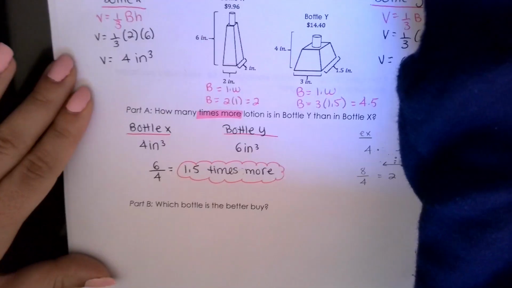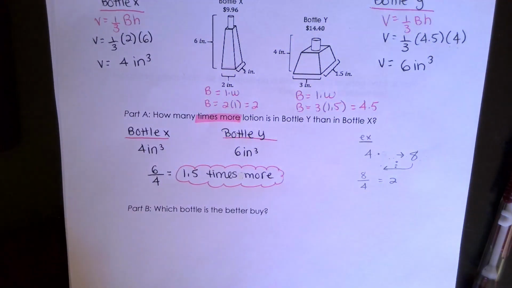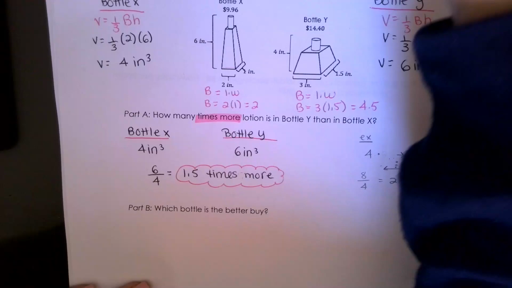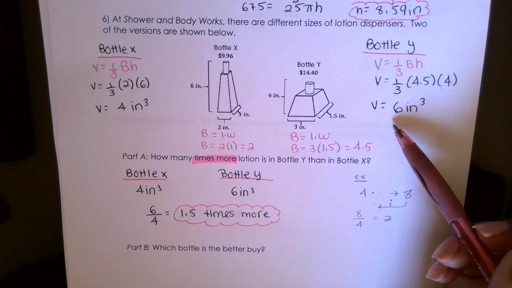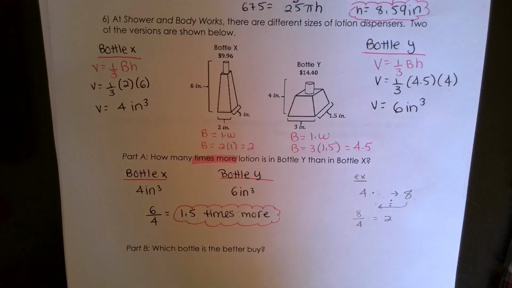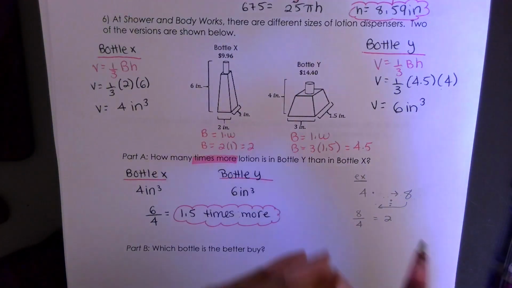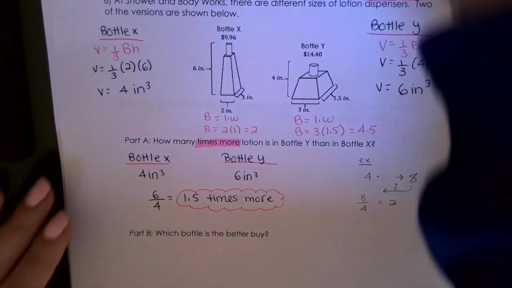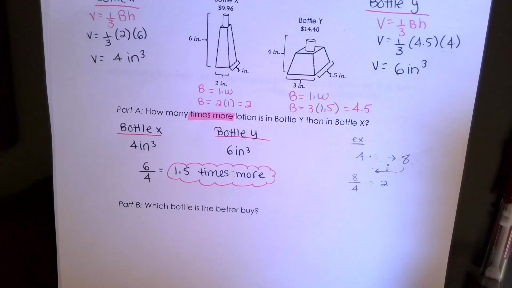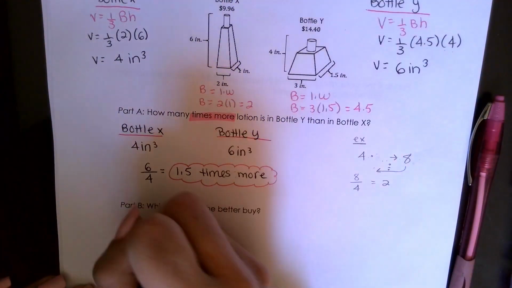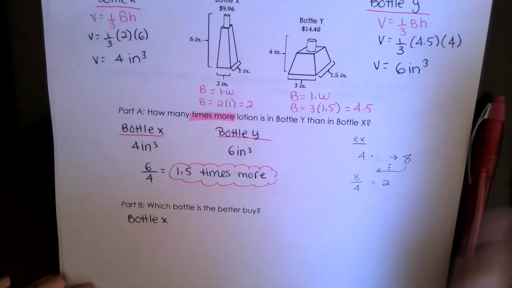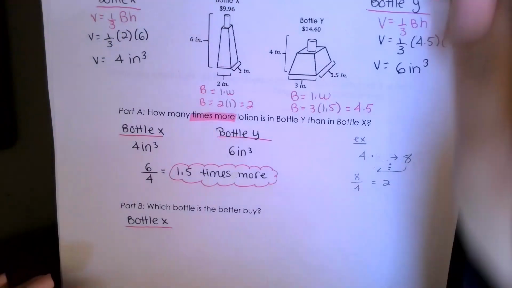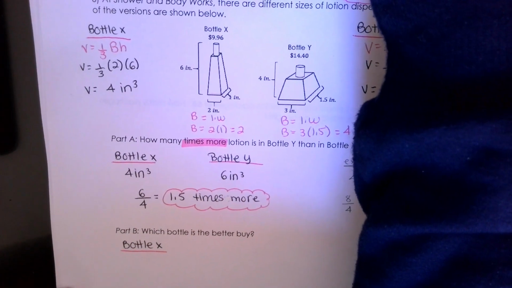And then for part B, which bottle is the better buy? Is it bottle X or bottle Y? Now, if you're looking at the volume, you'll be like, okay, well, this one has more volume. But let's look at the price for how much you have in bottle Y. Is that price reasonable? And look up for bottle X. Is that price reasonable? So let's go ahead and look. So let's talk about bottle X. Let's do the price per unit, meaning here you have 4, that's the volume, but what is the price per unit, for each little volume?